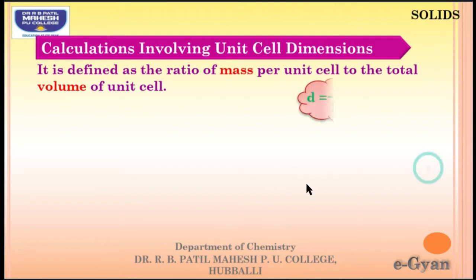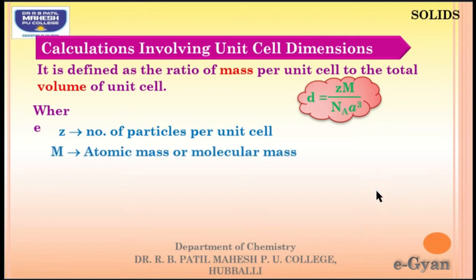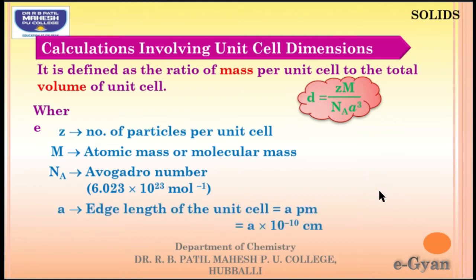The formula of density is equal to Z into M divided by Na into A cube, where Z is the number of particles per unit cell, M is atomic mass or molecular mass, Na is a constant, that is Avogadro number 6.023 into 10 to the power of 23, and A is the edge length of the unit cell in terms of picometers. If it is given in picometers, we can convert A is equal to A into 10 to the power of minus 10 centimeters, and A cube is the volume of the unit cell.